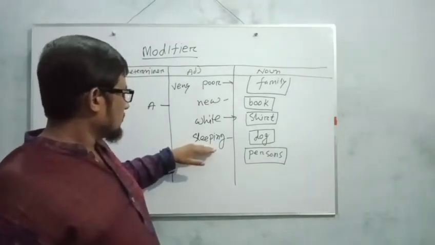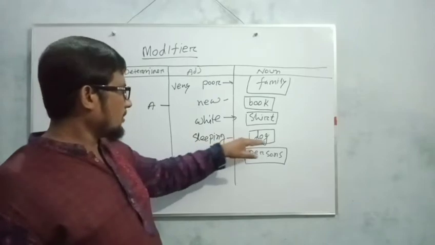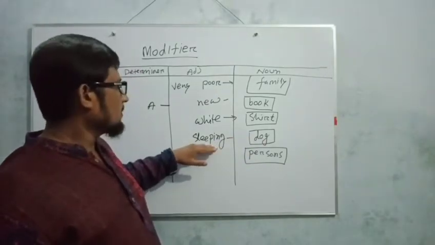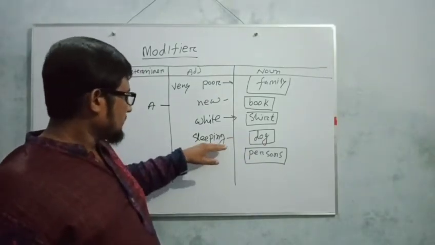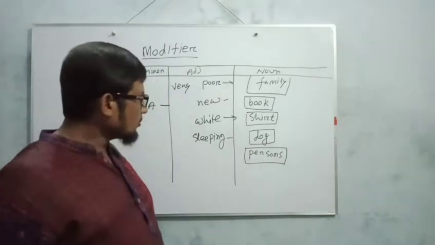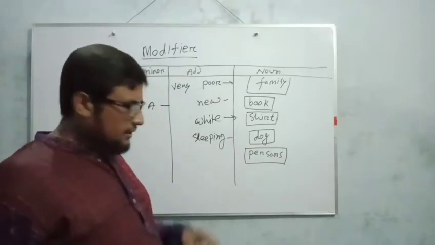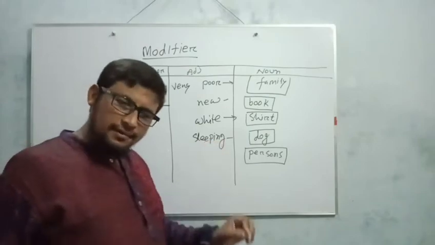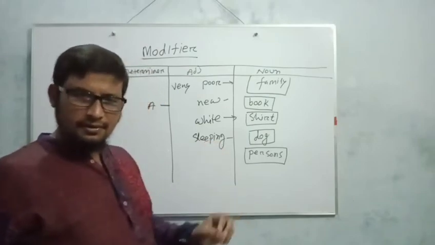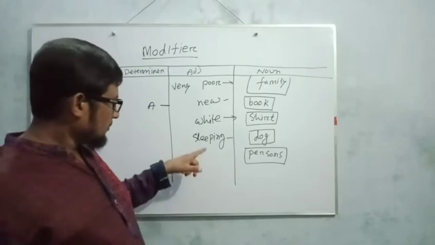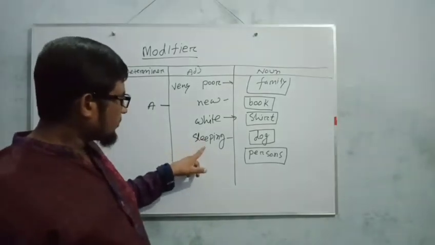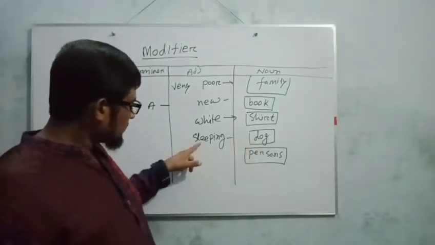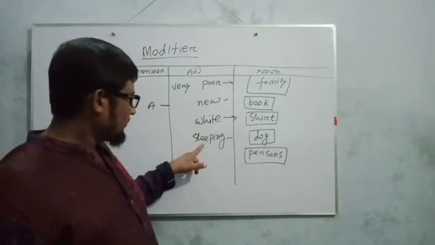This word also gives an extra information about the word dog, because this expresses the position of the dog. Now, in which position is the dog? The dog is sleeping. So, sleeping dog. So, this is also an extra information about the word dog. So, it is also called a modifier.